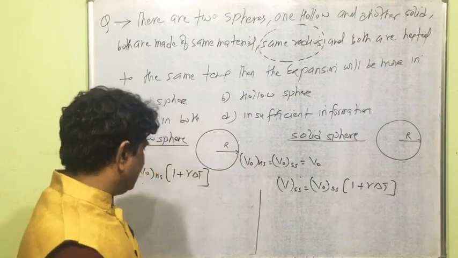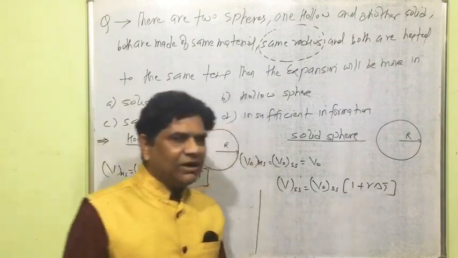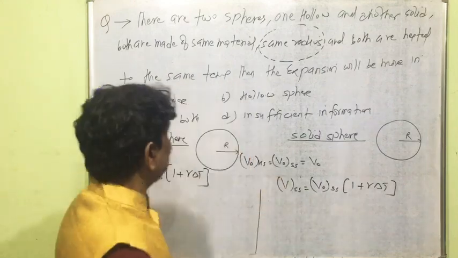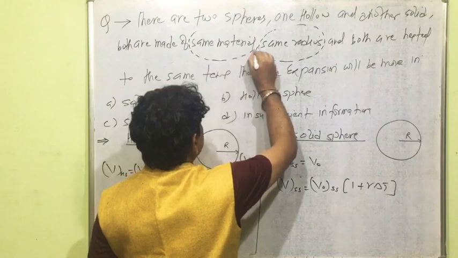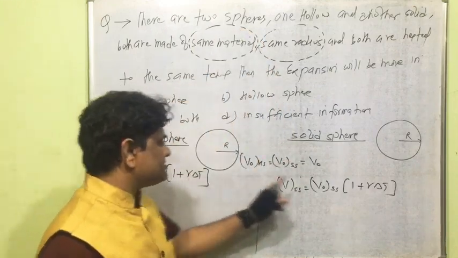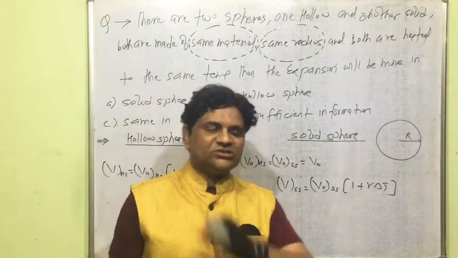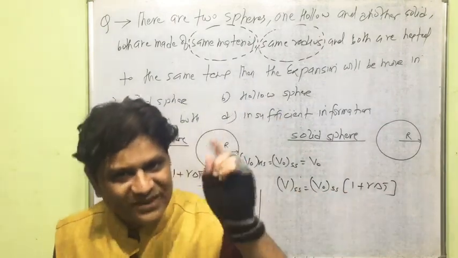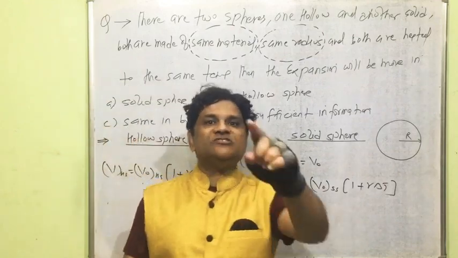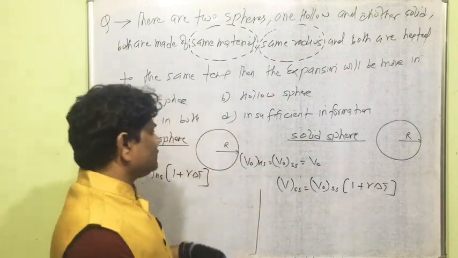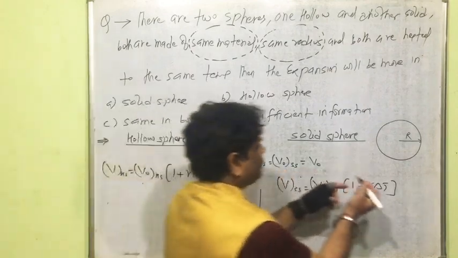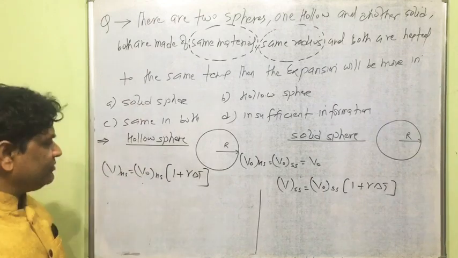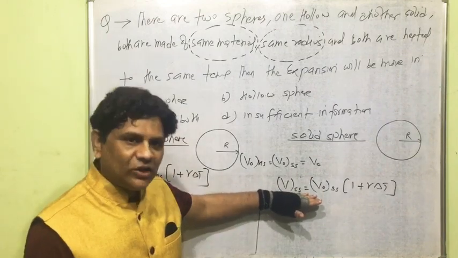Now a question arises: here it is gamma, and here it is also gamma. The reason is simple: both spheres are made of the same material, and the same material means gamma will be the same. One more question: here it is delta t, and here it is also delta t. The reason is simple: both spheres are heated to the same temperature. So delta t of the hollow sphere will be equal to delta t of the solid sphere. This is the final volume of the hollow sphere, and this is the final volume of the solid sphere.